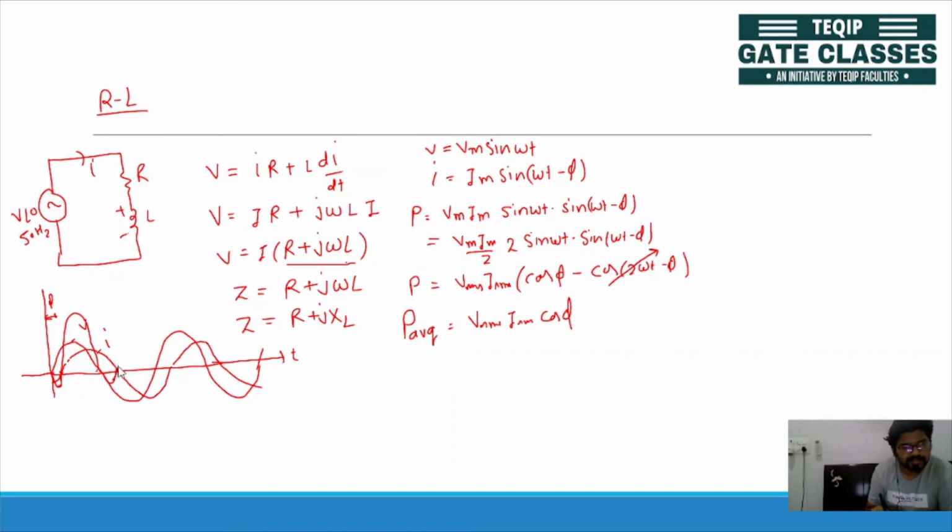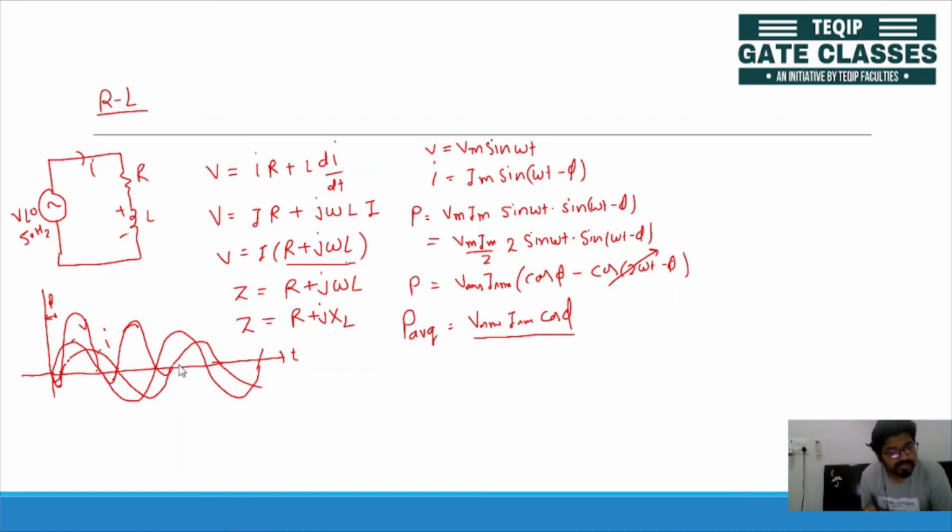Then again from here to here you will get the positive power. Okay, so what you are getting here is small negative powers and large positive power. You don't have any equal positive and negative power. So average power will not be zero, but there will be some average power, which is Vrms, Irms, cos phi.